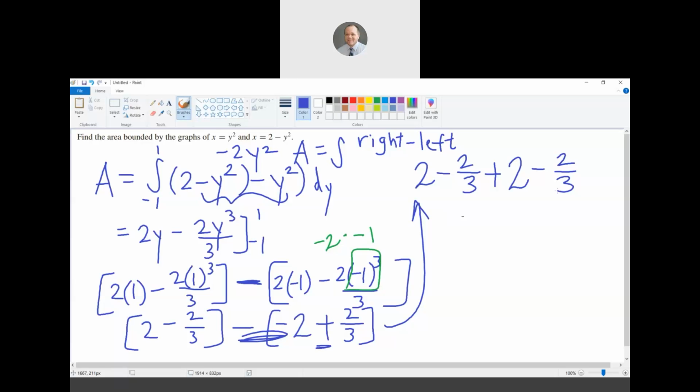Now, when we combine everything together, we get 4 minus 4/3. To combine our whole number with our fraction, just rewrite the whole number as a fraction. So we can make 4 as 12/3. Therefore, the area between the two curves, right minus left curve, is exactly 8/3.